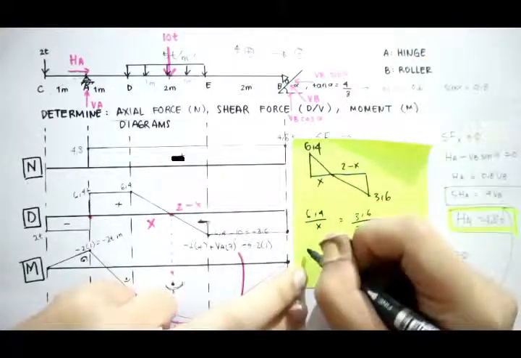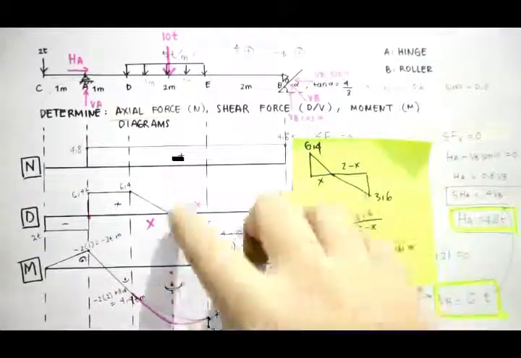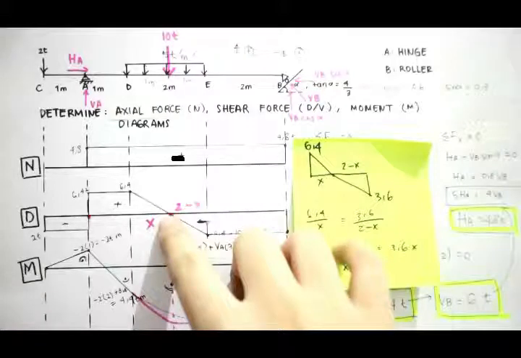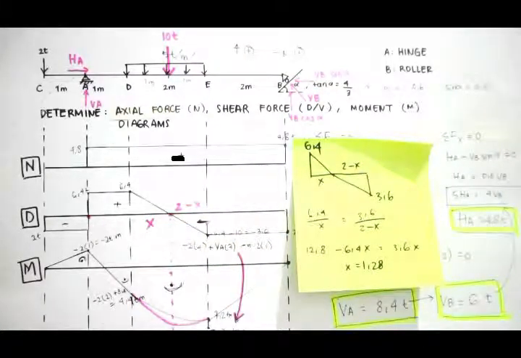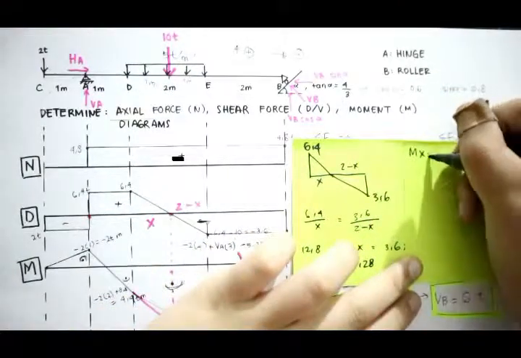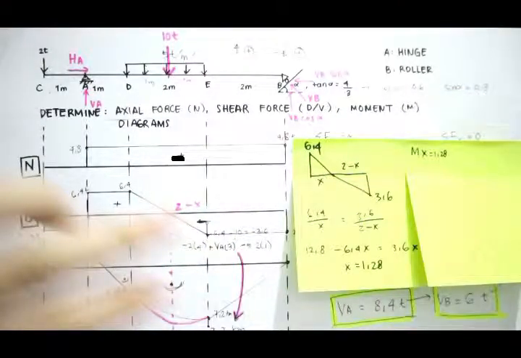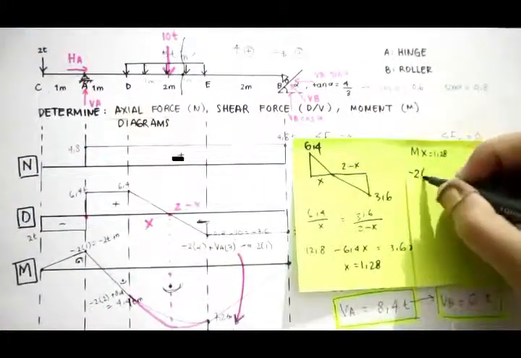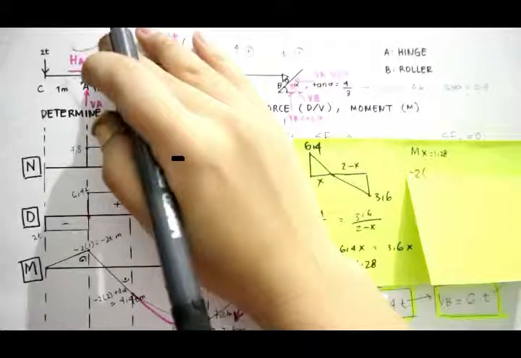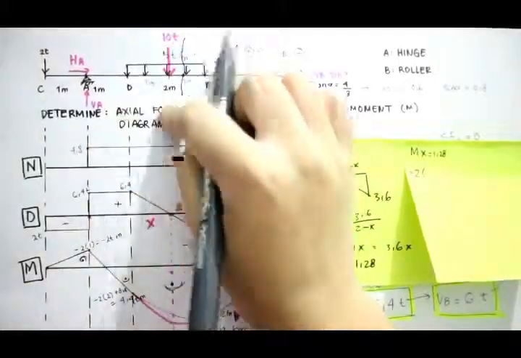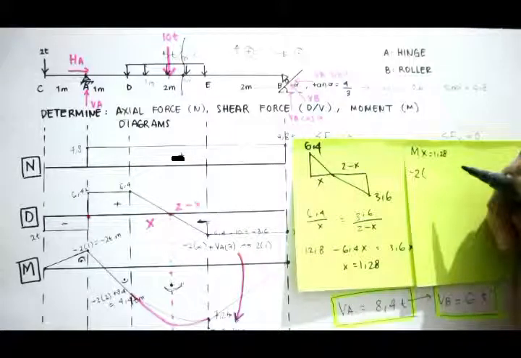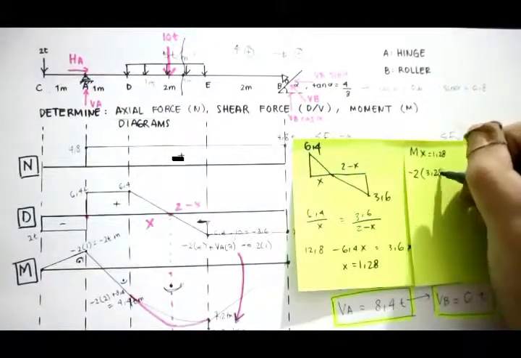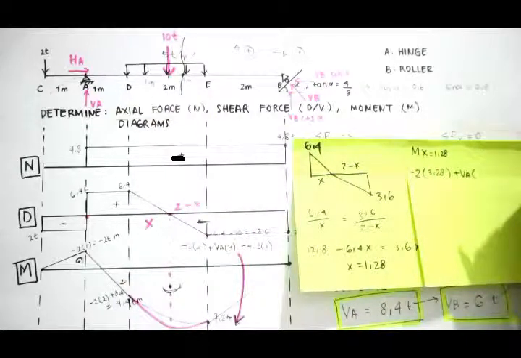So 6.4 over X equals 3.6 over 2 minus X. And what you're going to do with this distance is find the moment at this position. So we're going to calculate the moment at X, where X is 1.28. So I have a minus 2 times the distance, which is 1 plus 1 plus this X right here, which is 1.28, so 3.28. And then I have a positive VA times the distance, which is 1 plus X.